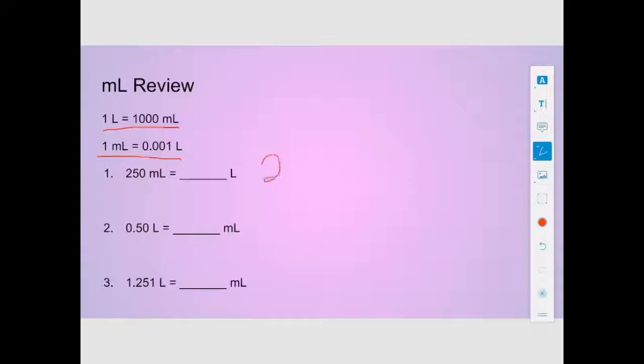So for instance, we have 250 milliliters here. All we have to do is we know that liters are going to be bigger, so we're going to be moving the decimal to the left 1, 2, 3 places. And your answer here is going to be 0.25. So 250 milliliters is 1/4 of a liter.